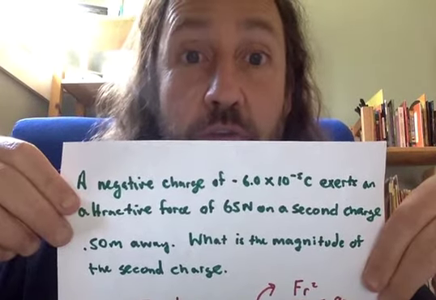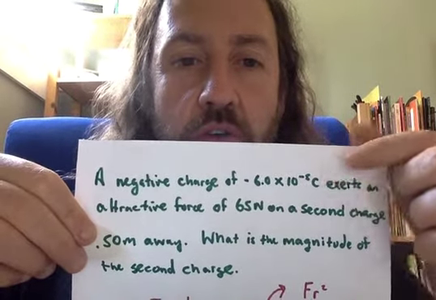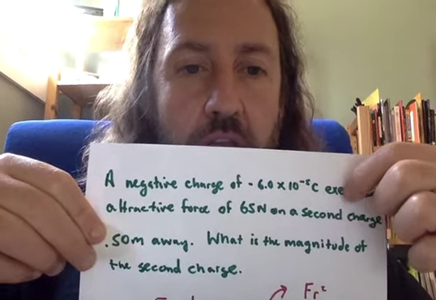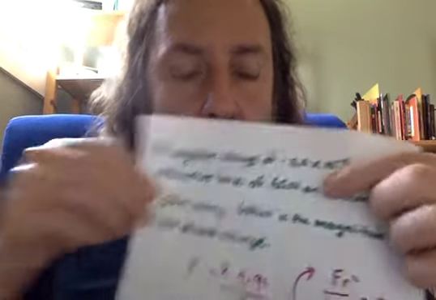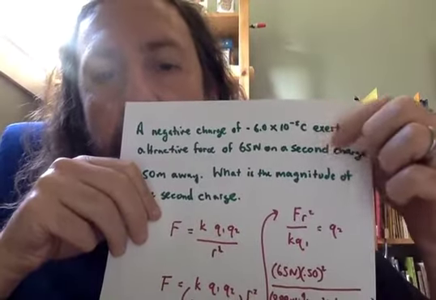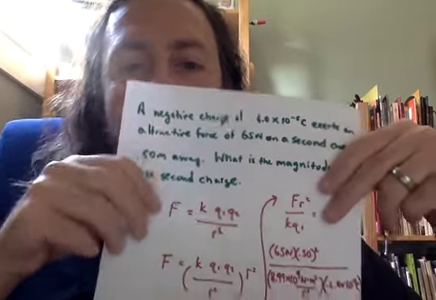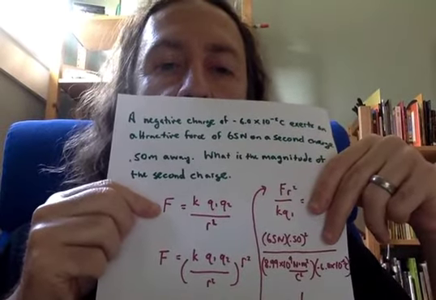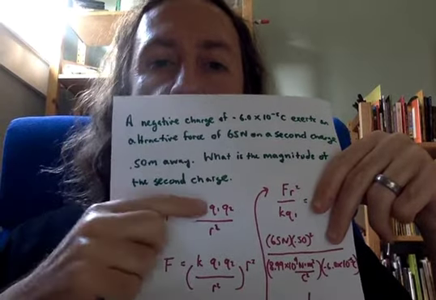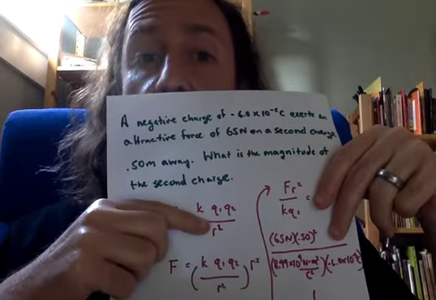So I couldn't read my own writing, that's pretty bad, but what we have here is we have a charge. They have given us a number here that is 65, and then they want us to find the second charge because they're giving us the radius. So my first step is I write down Coulomb's law. And then I want to isolate this Q2 away from everything else so I can solve for it.